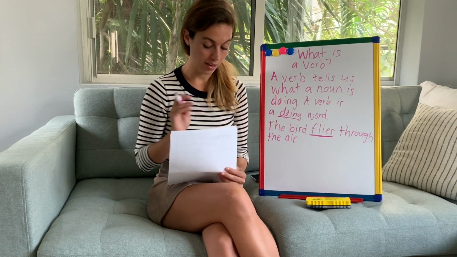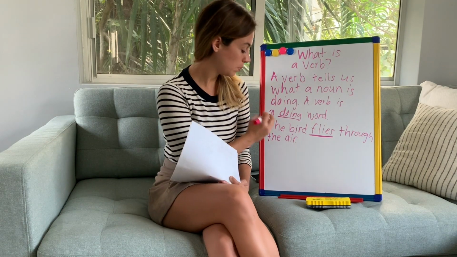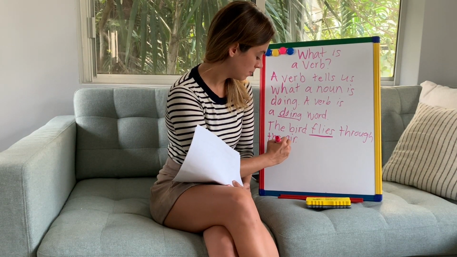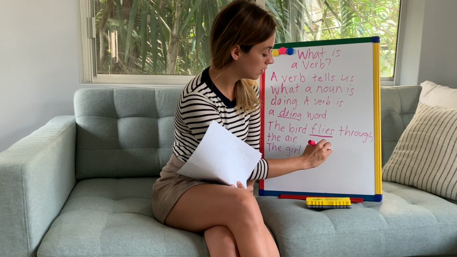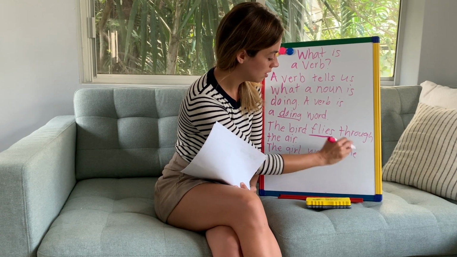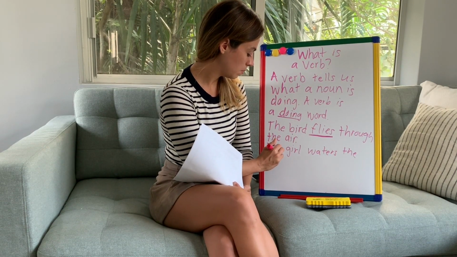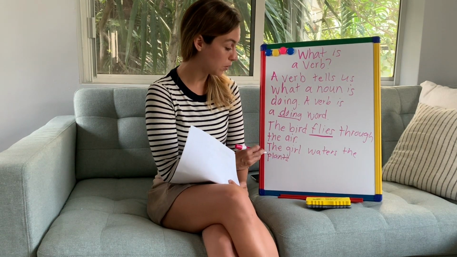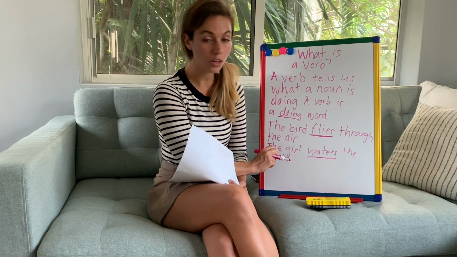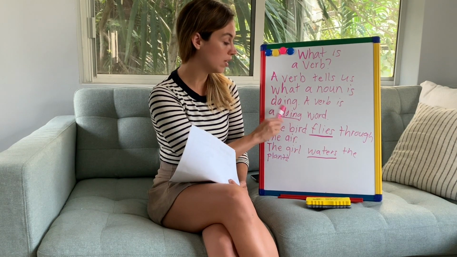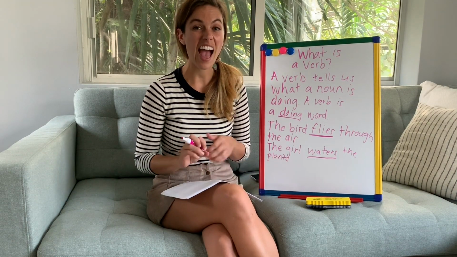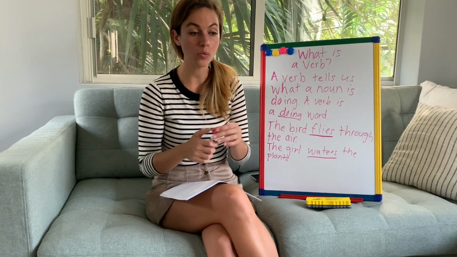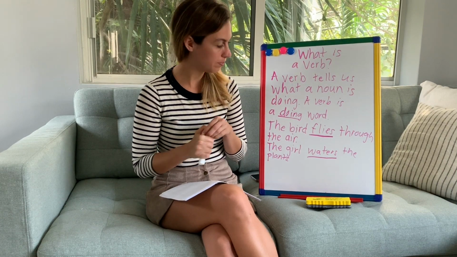Okay, so we're gonna look at another one. Okay, the girl waters plants. Okay, so waters is the verb and it's telling us what the girl is doing. So the verb is the doing word. It's the action that someone is doing. Okay, so we call these action verbs. Okay, so when someone's doing something, it's called an action verb.